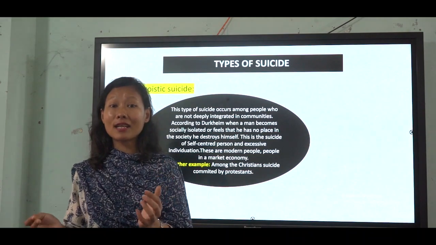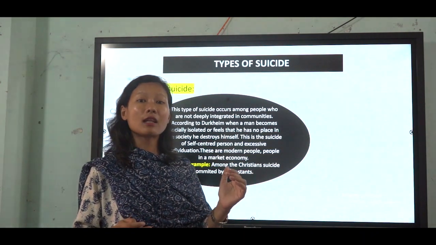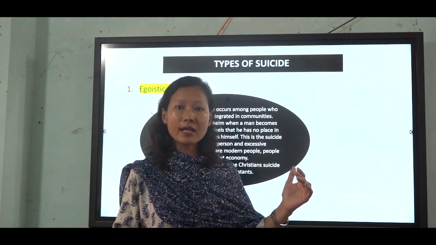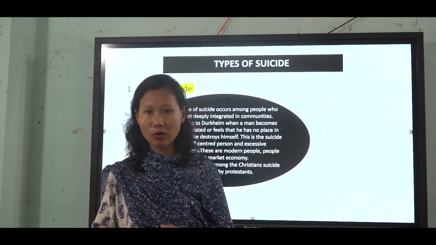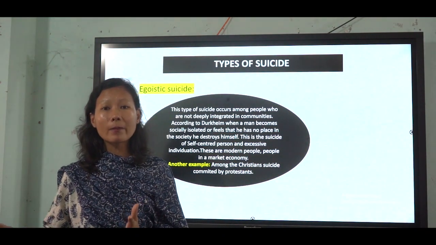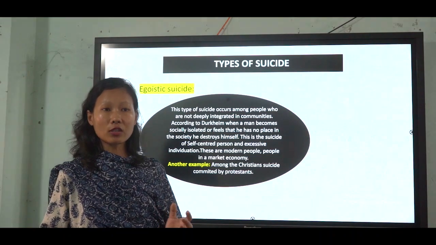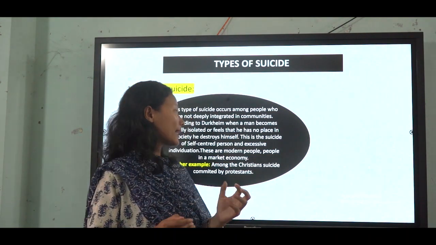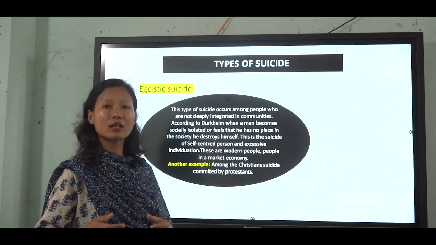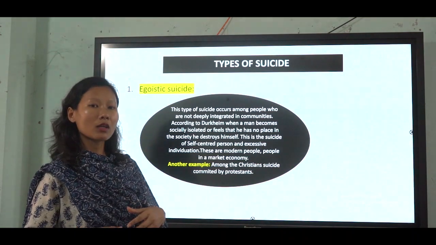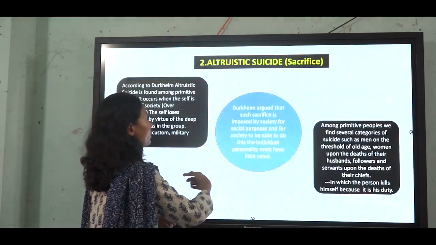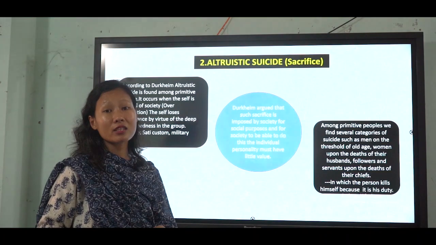So, in that context, they do not have much time to mingle with the outside community or outside of their zone. So, it may result in detachment, because of the greater focus on work. That may ultimately result in egoistic suicide. Okay, got it? Now the next type of suicide is altruistic suicide.